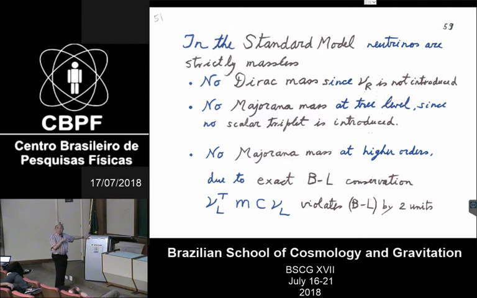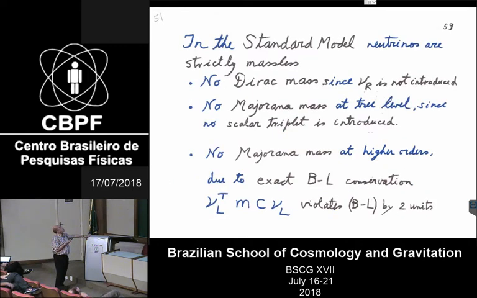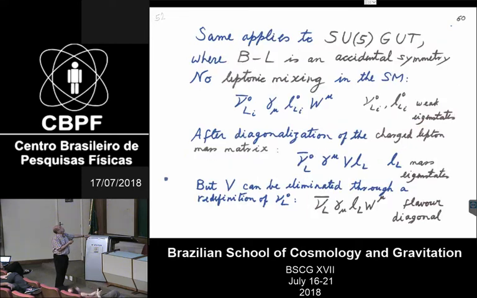So now coming back to neutrinos. In the standard model, neutrinos are strictly massless. This is the term that violates B minus L by 2 units, that is invariant. This you cannot have in the standard model. But I already mentioned this about the standard model.